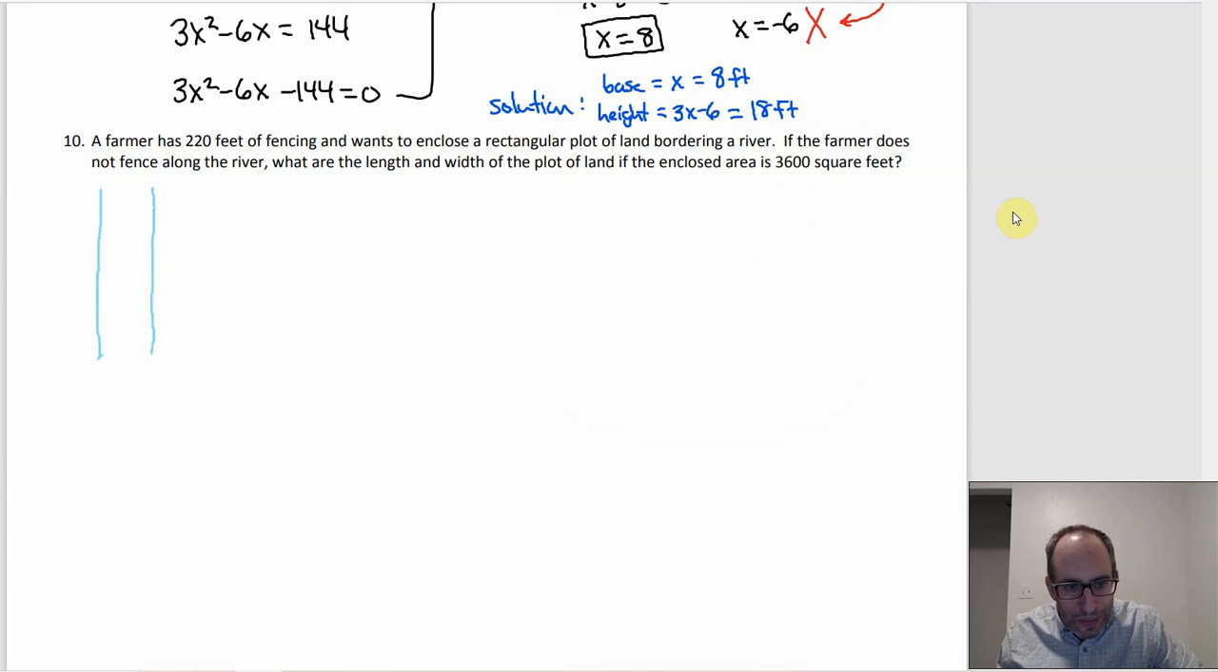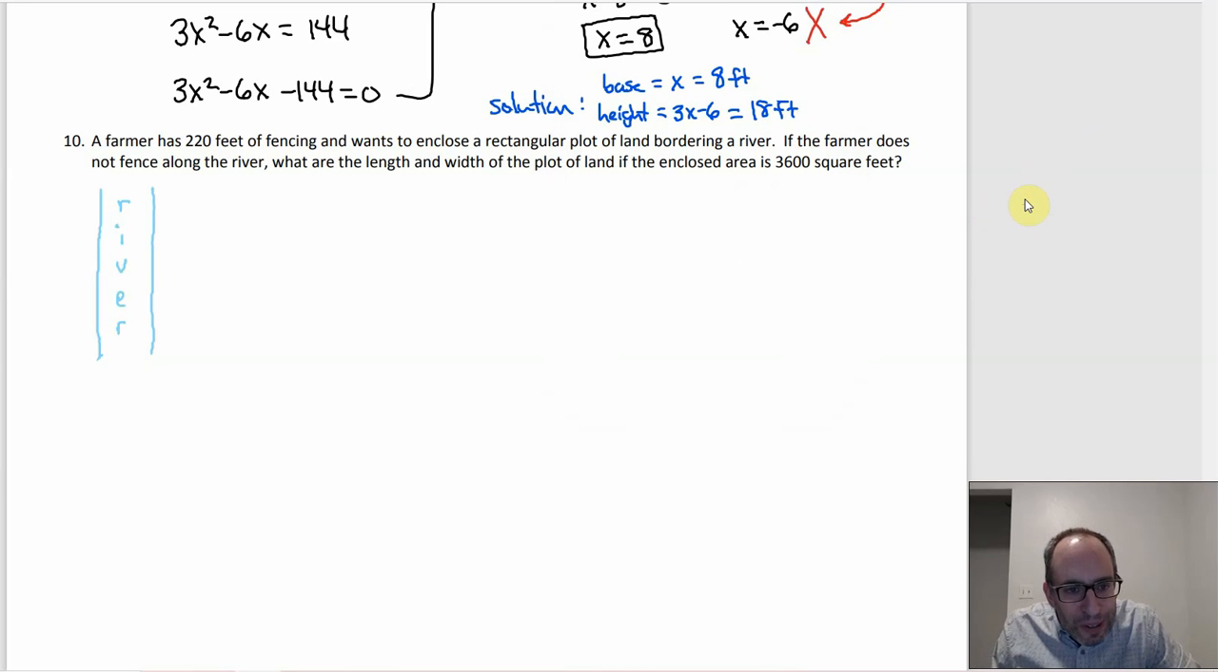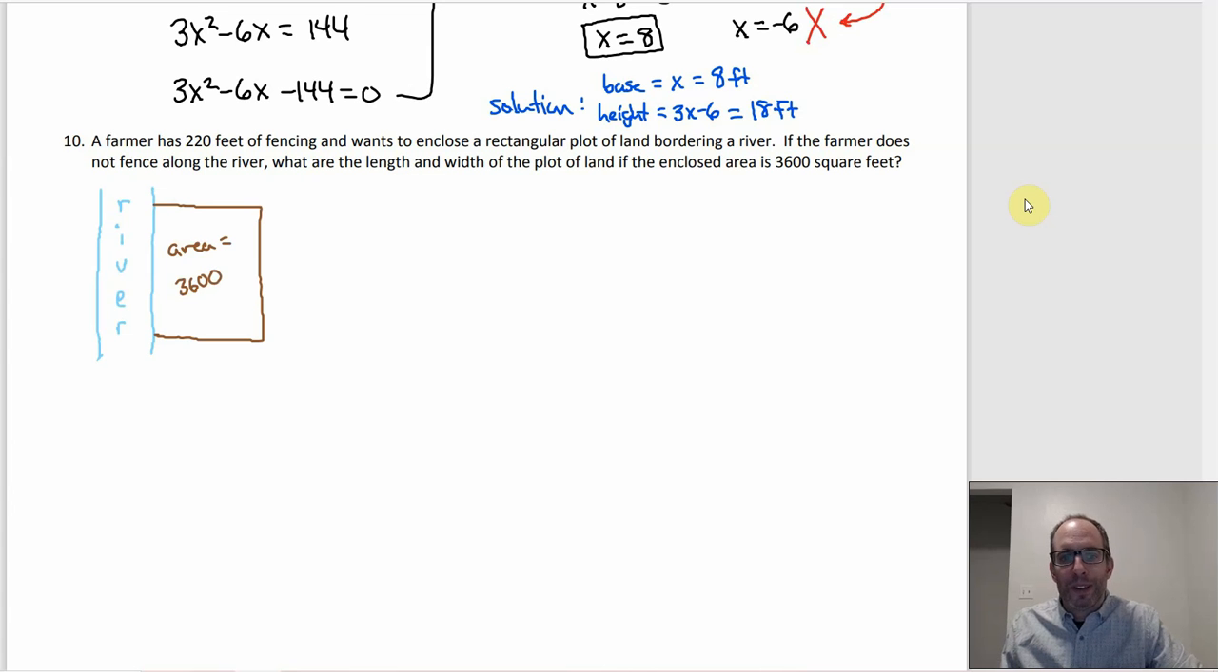So there's my river. And then, let's see, I need fencing, brown, right? If it's made out of wood, that's the color it would be. So there's our rectangle, and we're fencing in this right here. So the enclosed area, which would be this, is 3,600 square feet, right? And then here, I guess you'd call that the width, same width down here, and then maybe that's the length, right? Because then for the area of a rectangle, it's length times width, and we're going to need that.